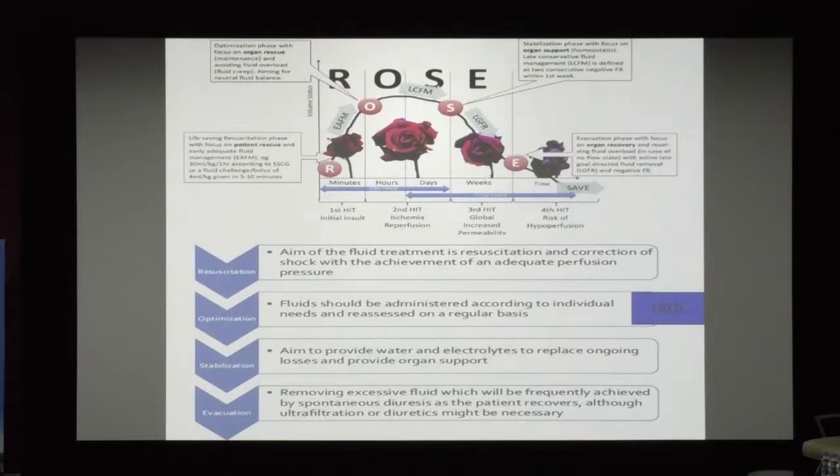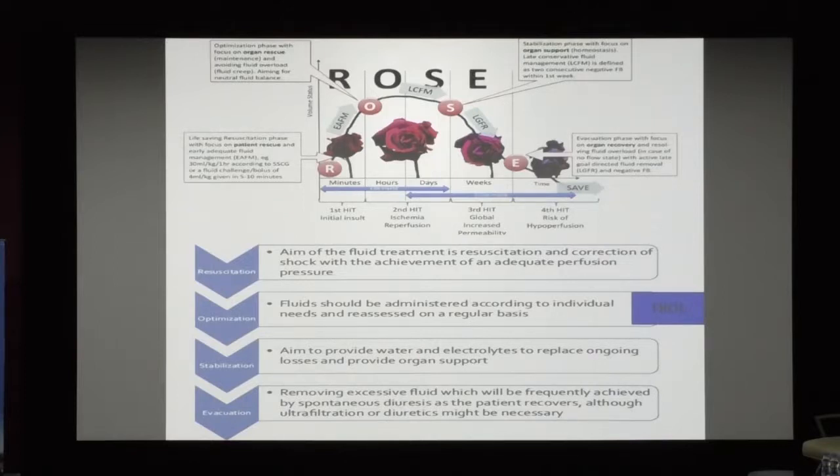Next is the optimization phase. We call it organ rescuing. The target here is organ rescue. The patient could still be hemodynamically unstable, but we need to administer fluid cautiously, and we need to assess on a regular basis. Here there is a concept called TROL, that is the type of fluid you are administering, because you need to reconsider your initial fluid. Maybe you need to add on colloid along with your basic resuscitation fluid.